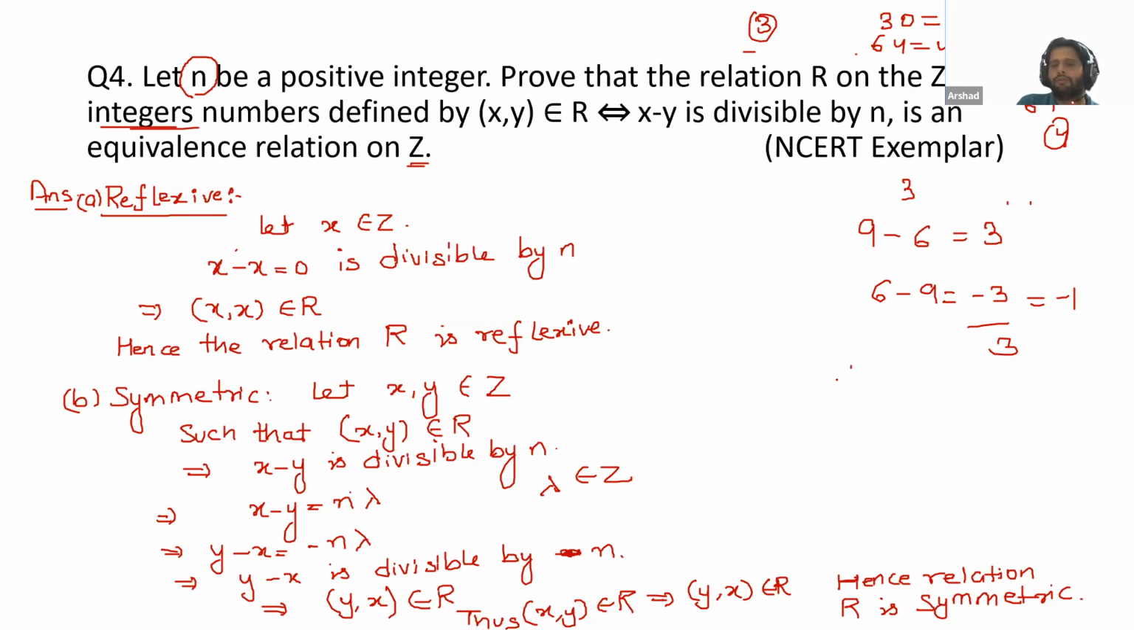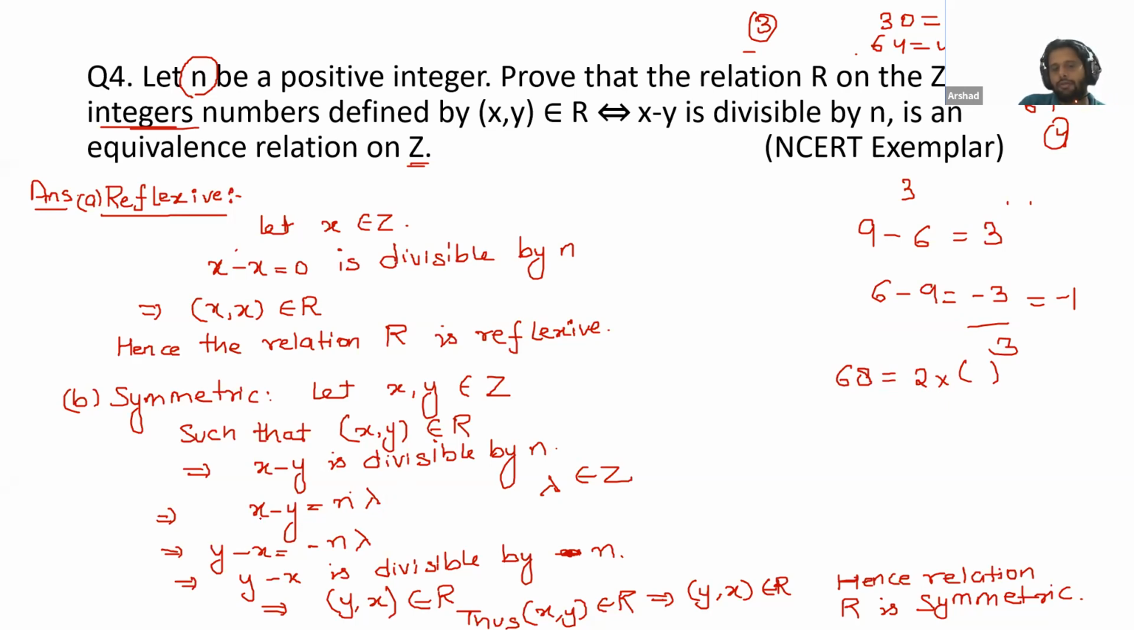For example, 68 is divisible by 2, so you can write 2 into some integer. Because this is divisible by 2, you can write it like this, 2 into an integer. Similarly here, x minus y is equal to n lambda.